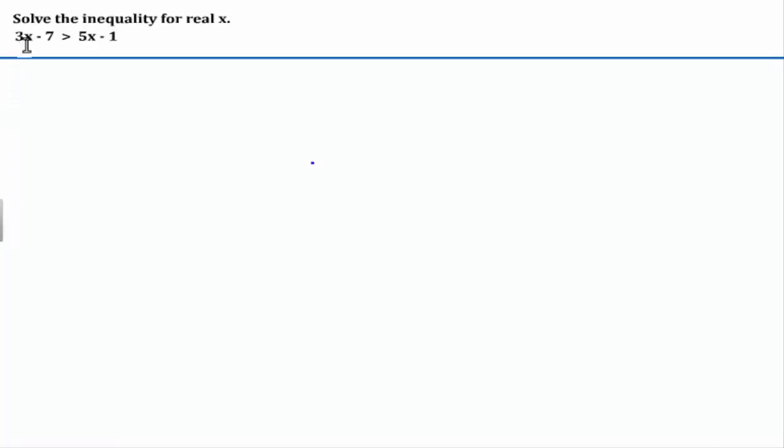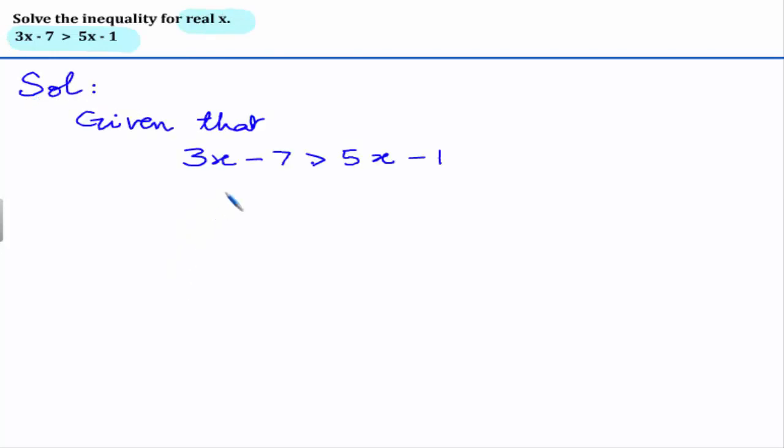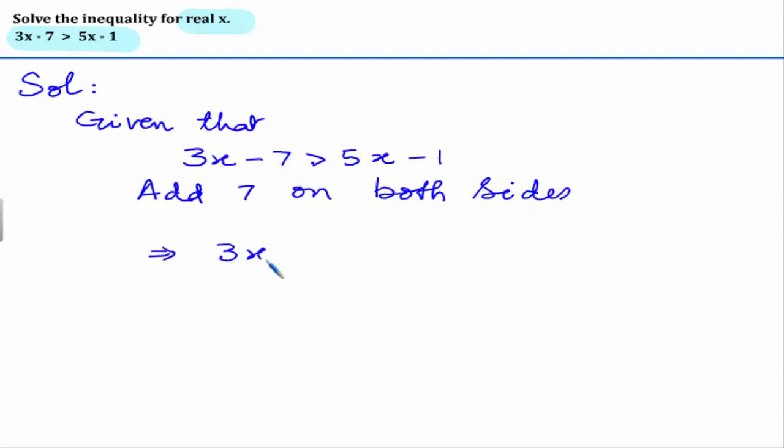Solve the inequality 3x minus 7 greater than 5x minus 1 for the real values of x. Let us see the solution for this now. The given inequality is 3x minus 7 greater than 5x minus 1. Now let us add 7 on both sides. Then we get, here 7 gets cancelled and you get 3x greater than 5x minus 1 plus 7.